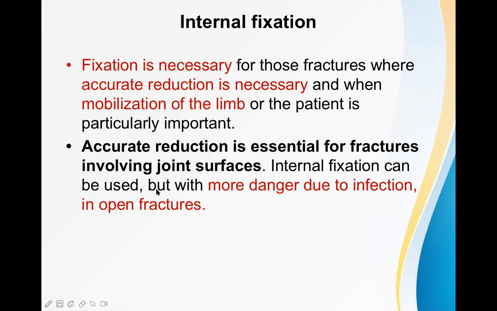Internal fixation can be used, but with more danger due to infection in open fracture. Now, it is quite logical, isn't it? In open fracture, there is no skin. Probably there is no soft tissue also. Some muscle mass is already lost. The fracture site is communicating with the outer environment. So if we put an internal fixation device there, there is a high chance of infection. So in this type of situation, we treat by external fixation. External fixation is commonly used. We'll talk about that later.